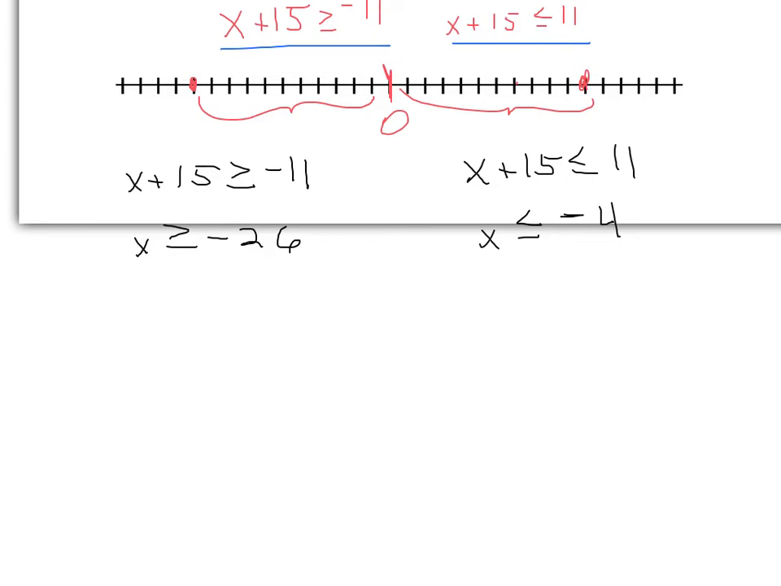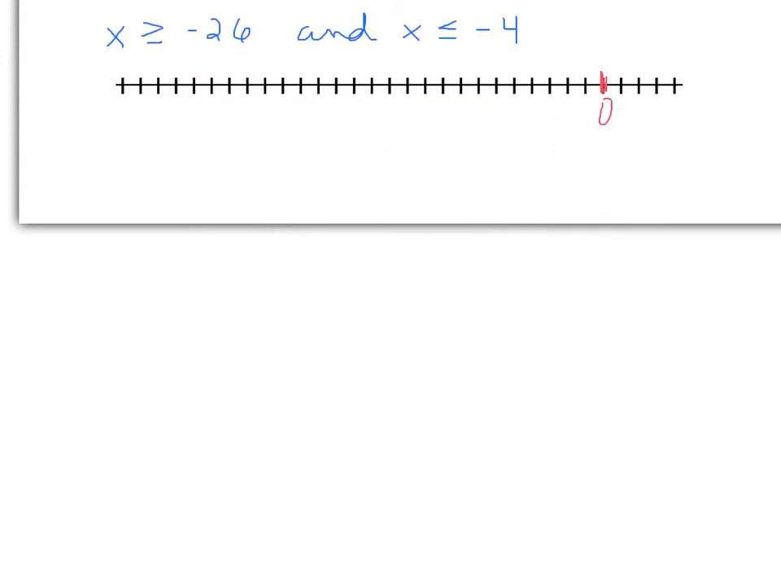So the interval that this solution of x is in, now up here we've written what x plus 15 is. X plus 15 is somewhere in this area and this area. But now we're going to talk about what is x after you get rid of that 15. What we found so far is that x is greater than or equal to negative 26 and x is less than or equal to negative 4.